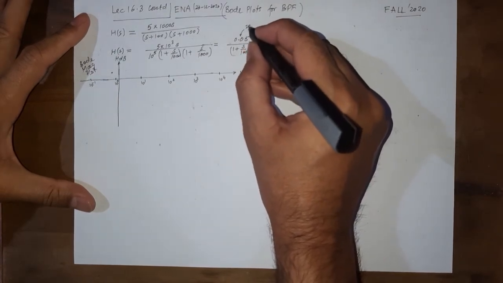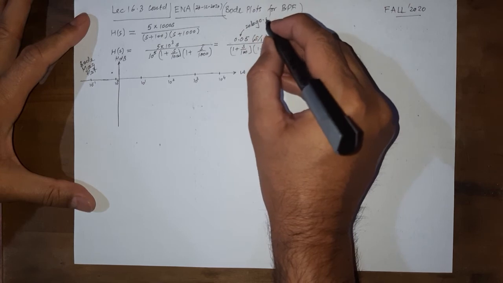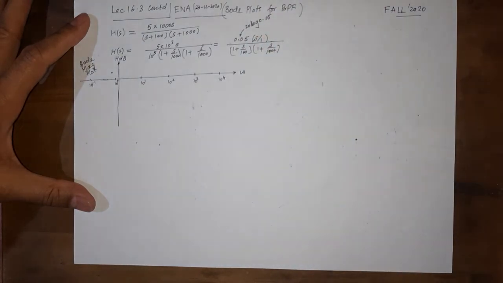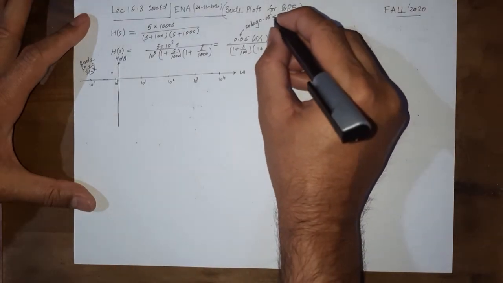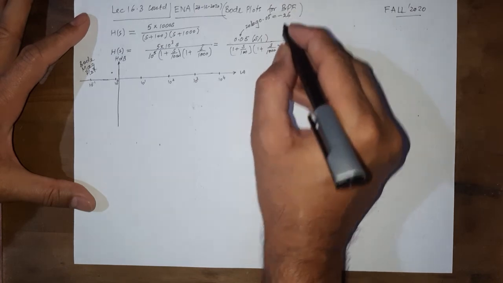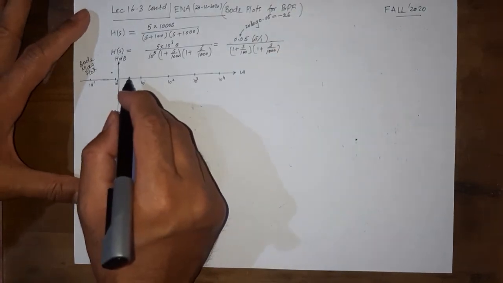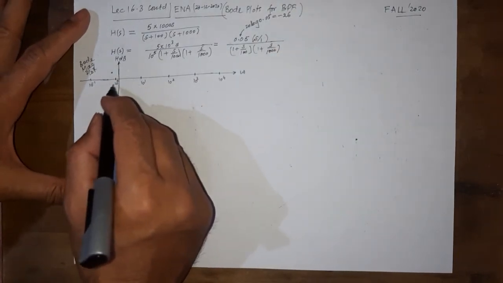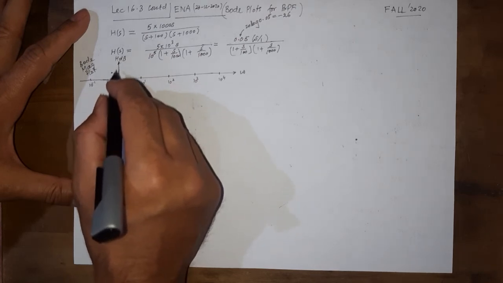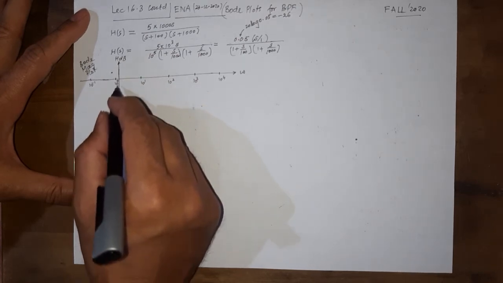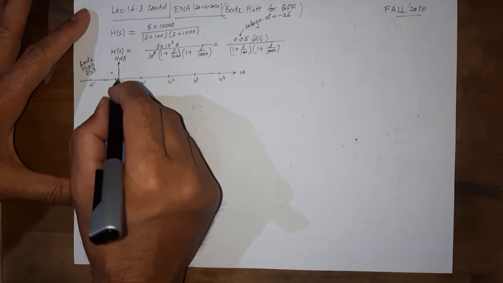So 20 log of 0.05 needs to be handled here. 0.05 has a log base 10 of about minus 1.3, and when multiplied by 20 we get minus 26. So we are going to have a constant of minus 26. So instead of going positive, we are more likely to go negative.